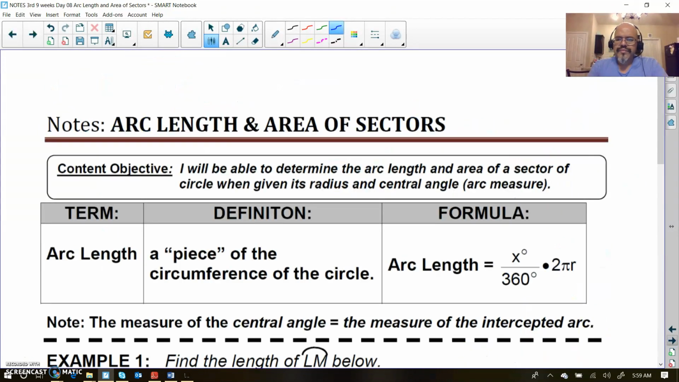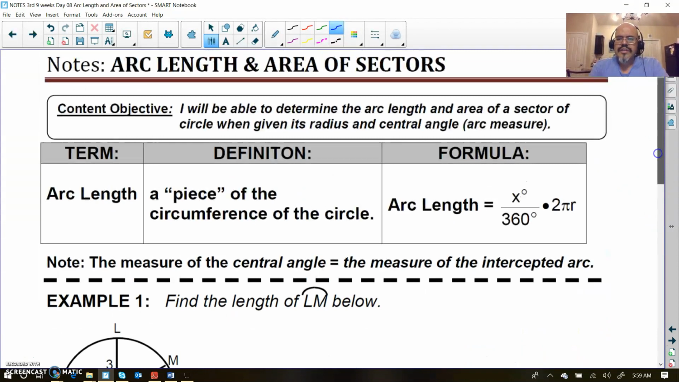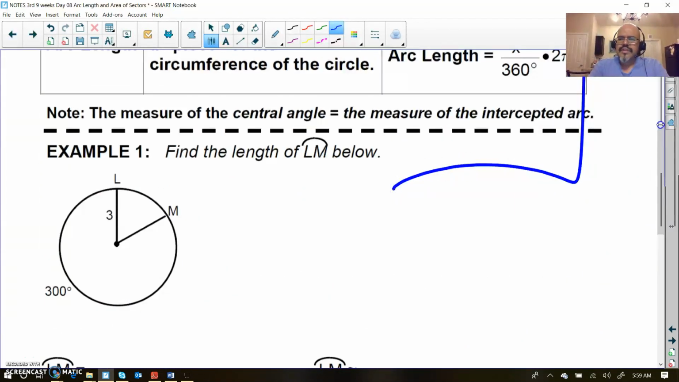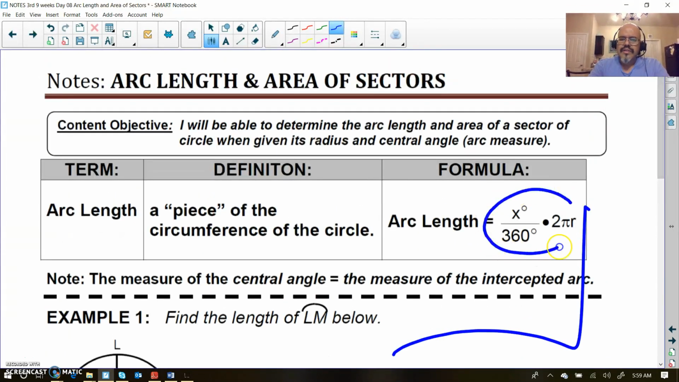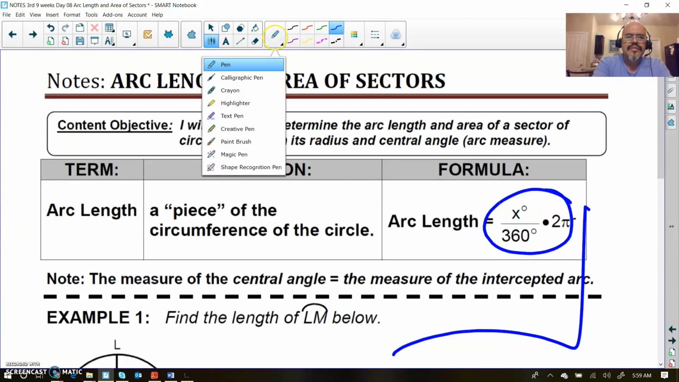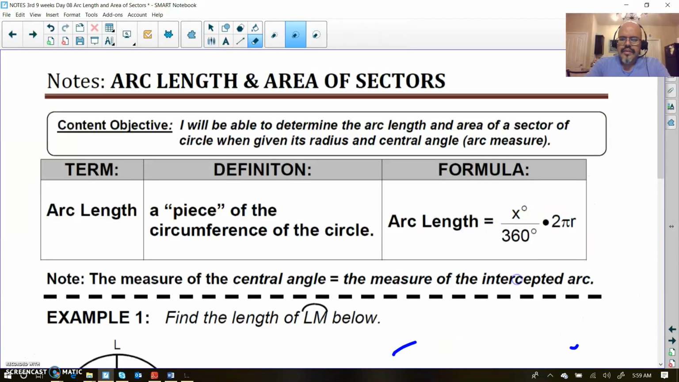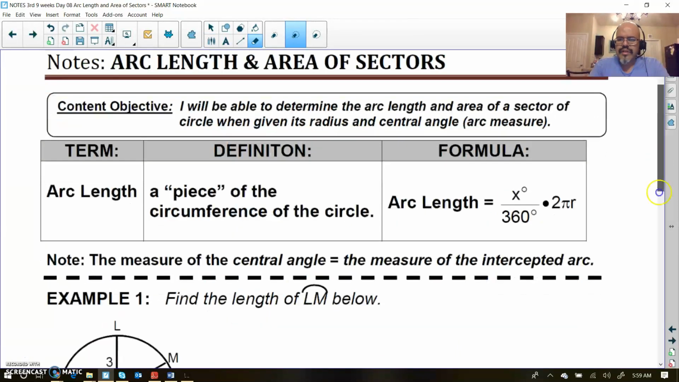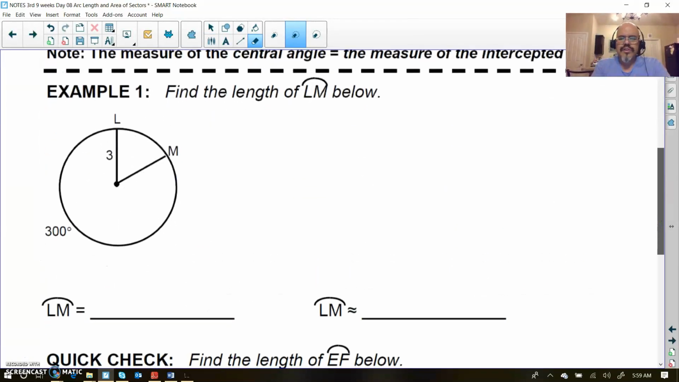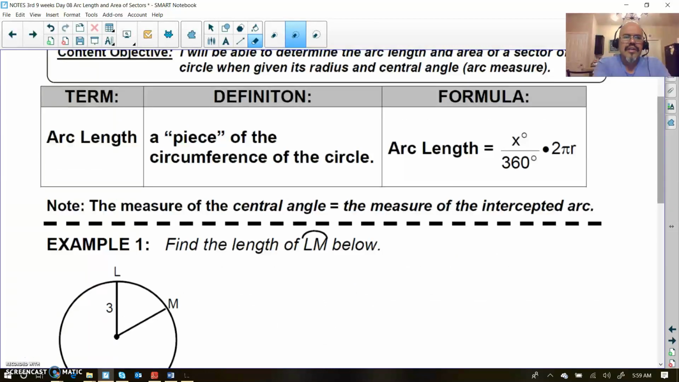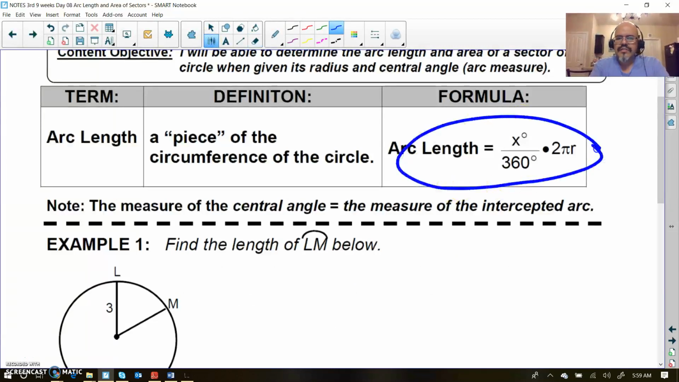Okay, so here's the actual formula for this. So we have that angle. I'm going to erase that. Okay, so talking about this particular problem, we're going to be using this formula: the angle that they give us divided by 360 times 2 pi r.